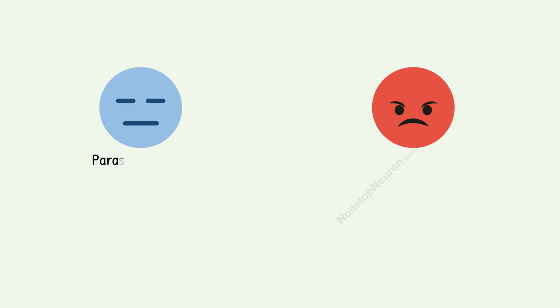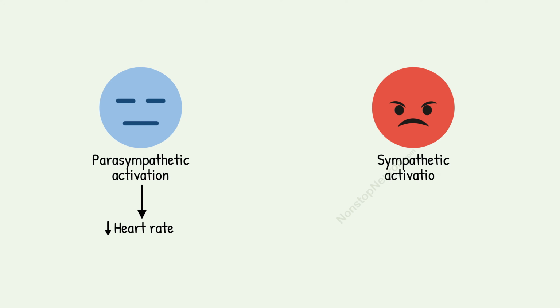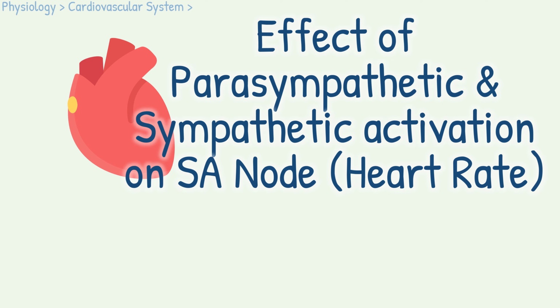We all know that parasympathetic activation decreases heart rate and sympathetic activation increases heart rate. But do you know how exactly are these effects produced? We will find out the answer as we study the effect of parasympathetic and sympathetic activation on the SA node.